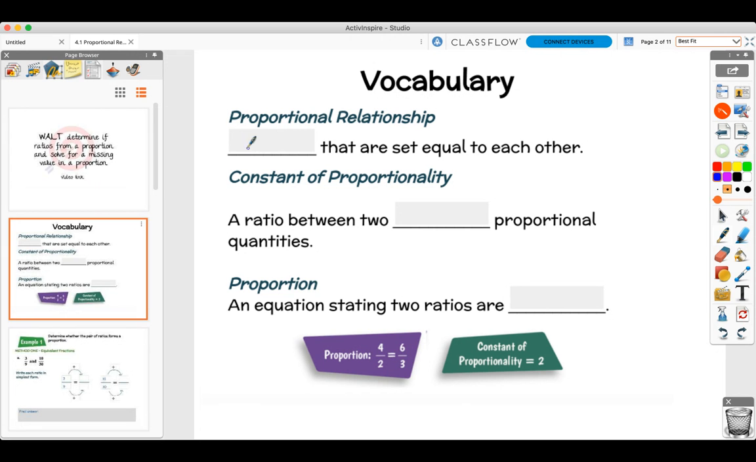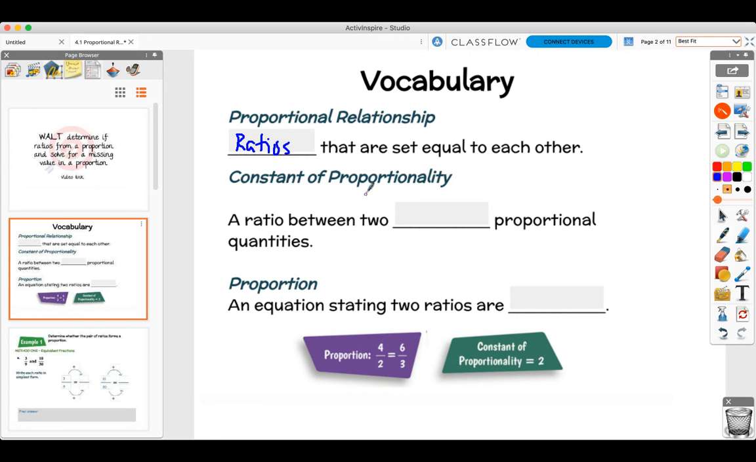All right, proportional relationships are ratios that are set equal to each other. Right here, there are ratios: 4/2 is a ratio, and 6/3 is a ratio, and these are equal to each other because 4/2 reduces to 2/1, and 6/3 reduces to 2/1. So these are proportional because they're equivalent fractions.